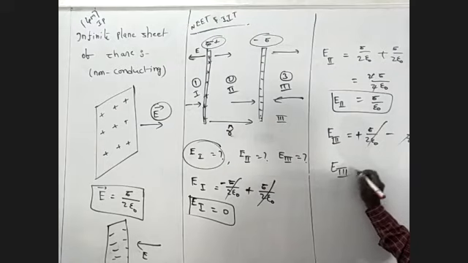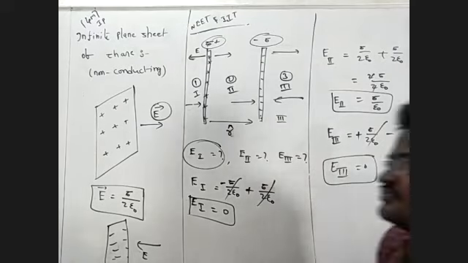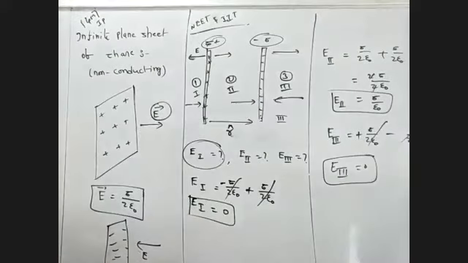In region 3, what is the electric field? Zero. This is how we are going to solve the problem. That is very important. This is model number 1. Okay, now next, model number 2.